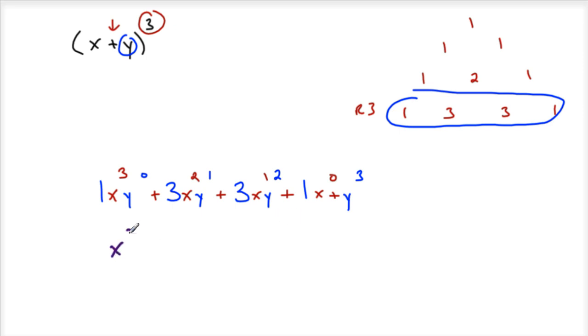So here's x cubed plus 3x squared y plus 3xy squared plus, I think I threw an extra plus sign here by accident, and then y cubed. Alright, so x plus y to the fourth.